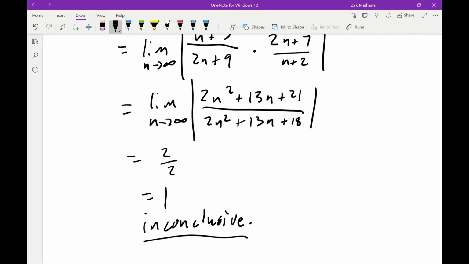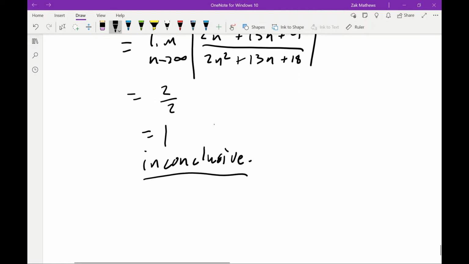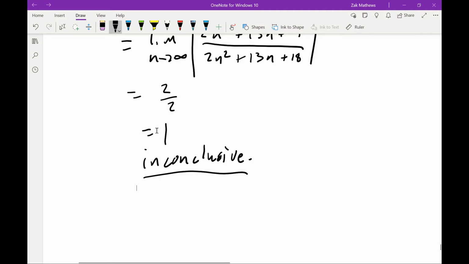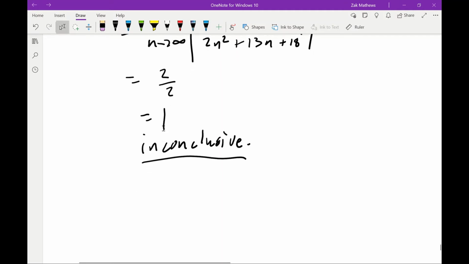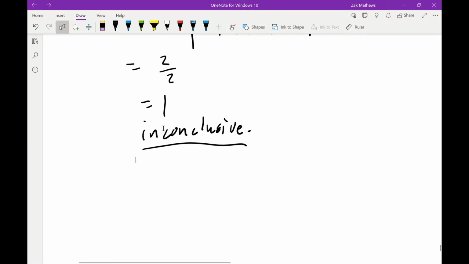And remember, the easiest thing I said to always try first is the nth term test for divergence. Always easiest to start there. So really, I would never have started with the ratio test other than I want to show you an example of something that was inconclusive. Let's see what happens if we were to apply the nth term test.